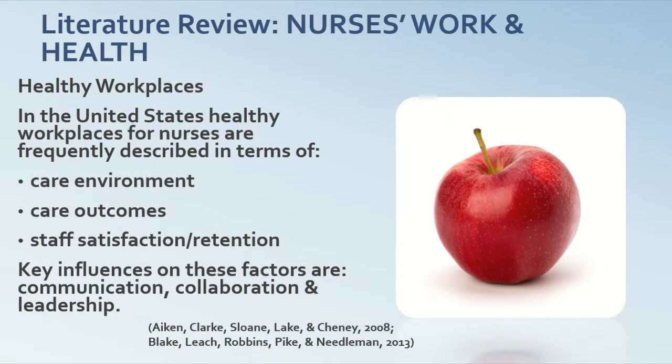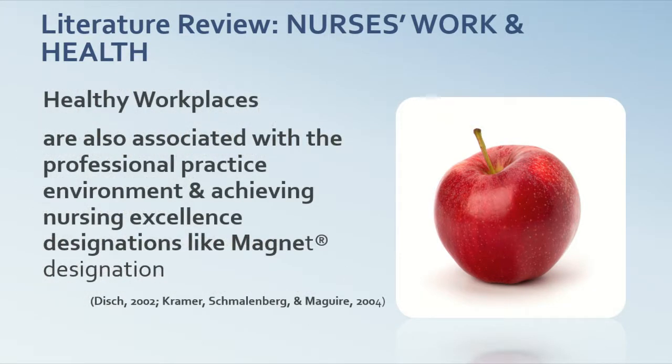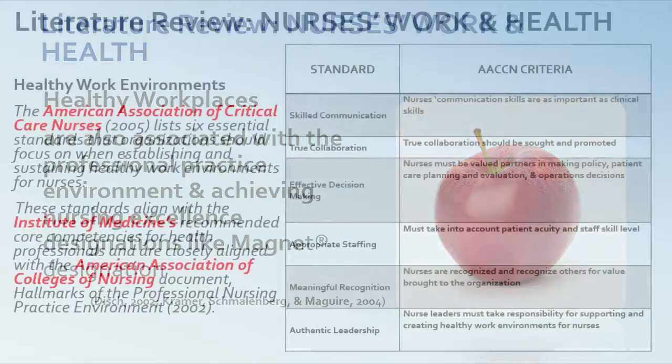What I want you guys to take away from this is that when we're talking about healthy workplaces in the U.S., and we've been doing it for a while now, we're talking about care environment, outcomes, and staff satisfaction and retention. And key influencers are communication, collaboration, leadership. Aiken is there. They're also associated with professional practice environments. We talk about nursing excellence. We talk about Magnet. And if you go to those standards, you'll see a lot of it is around communication.